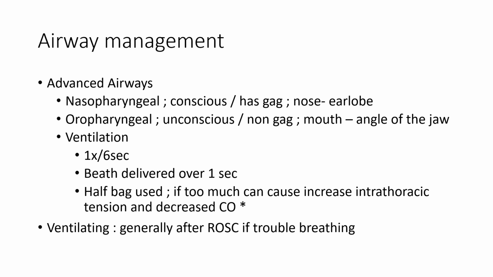Airway management. There's a couple key things to know about the airway and the ventilation. There are 2 airway adjuncts, the nasopharyngeal and the oropharyngeal. Nasopharyngeal is for conscious people that have a gag reflex, and you measure that from the nose to the earlobe. Oropharyngeal is for unconscious people with no gag reflex, and you measure that from the mouth to the angle of the jaw to make sure it's appropriately sized. Make sure you know how to measure these airways because that's something that's commonly tested.